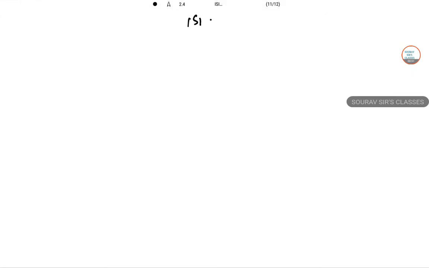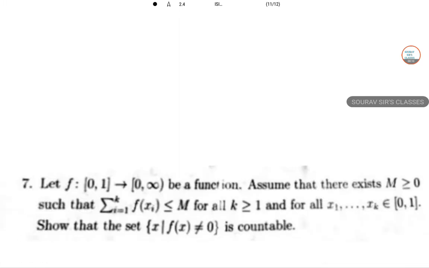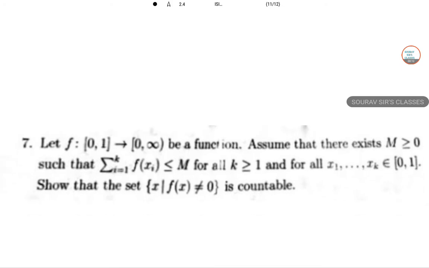Students, today we are solving the ISI M.MATH question of 2021. This is a subjective paper. This question is of real analysis. The question is as follows: f from 0 to 1 to 0 to infinity is a function.